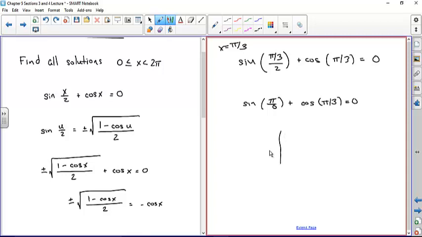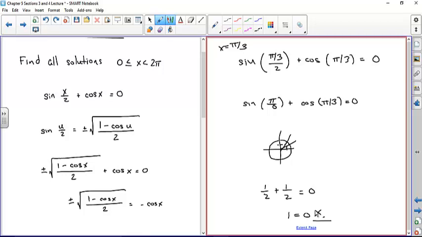And so we get the sine of pi over 6 plus the cosine of pi over 3. And let's think about that. If you have your unit circle, pull that out. So pi over 6 is here. And the sine of pi over 6 is a half. So I get a half plus the cosine of pi over 3, which is also a half. And it says a half plus a half is 0. 1 equals 0. Well, that can't work. And if you do the same thing for 5 pi over 3, you'll get the same kind of result.